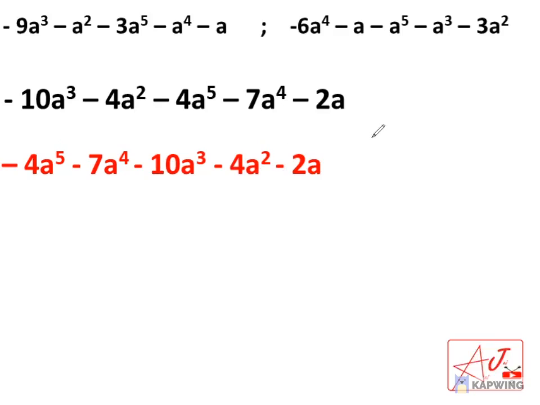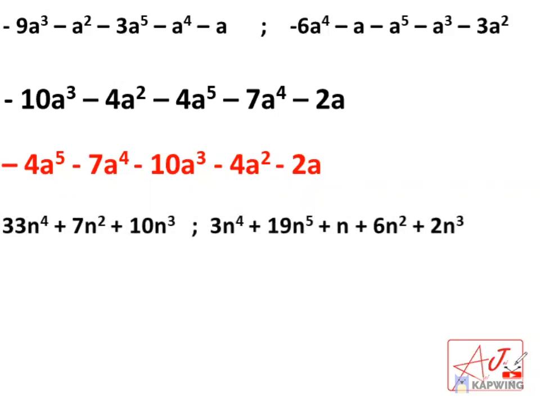So, this is our final answer. So, next, we have 33n to the fourth plus 7n squared plus 10n cubed. I-add natin siya sa 3n to the fourth plus 19n to the fifth plus n plus 6n squared plus 2n cubed. So, observe muna ulit natin kung balance po ba yung dalawang expression.